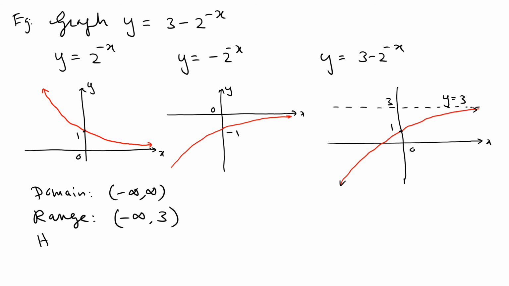So the horizontal asymptote is y equals 3, and there is no vertical asymptote. There's a horizontal asymptote in this case. So those are the values. So that's what you get for this graph. So let's try to solve.